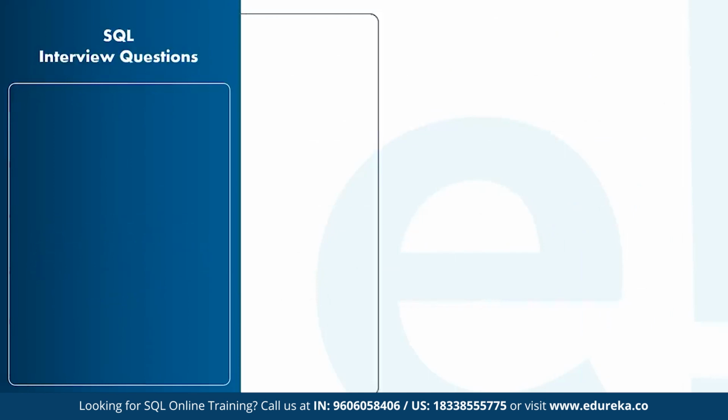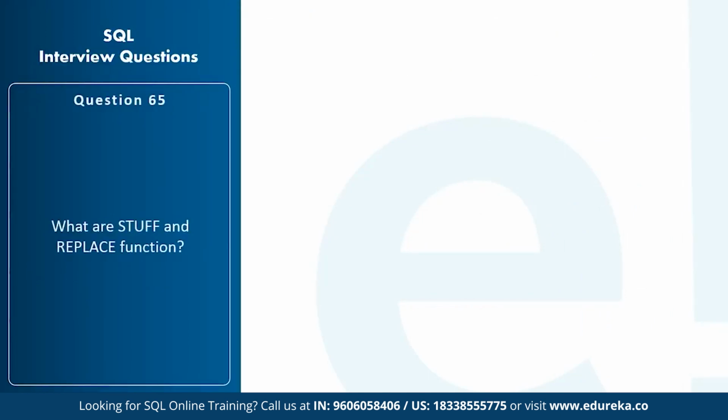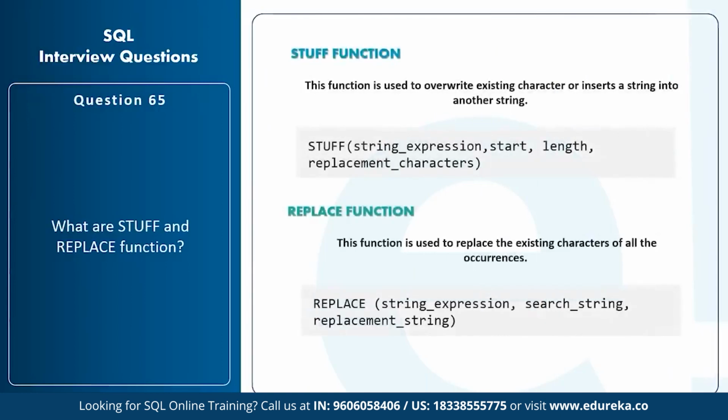Now let's move forward with the final question in this session. That is, what are the stuff and replace functions? So talking about the stuff function first, this function is basically used to overwrite existing characters or insert a string into another string. The syntax for this function is STUFF, string expression, start, length, and replacement characters, where the string expression is the string that will have characters substituted.